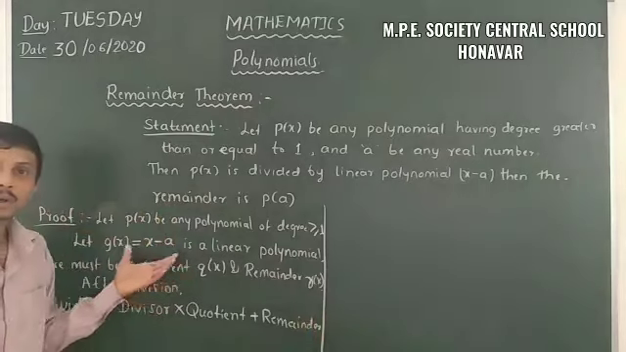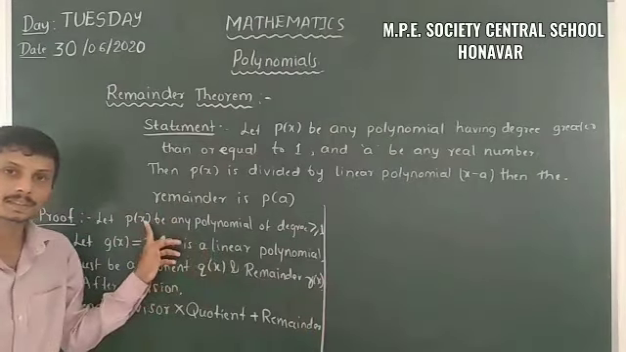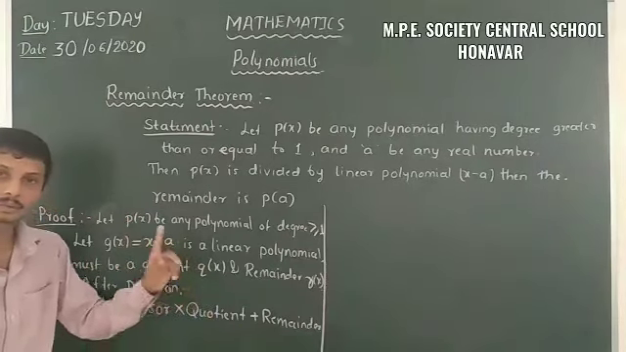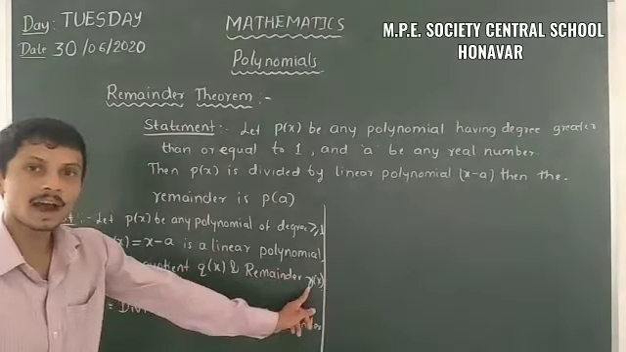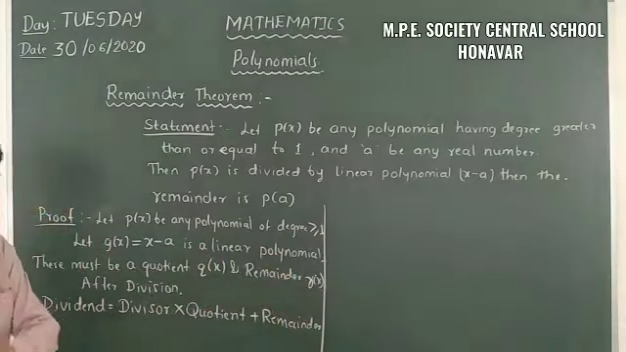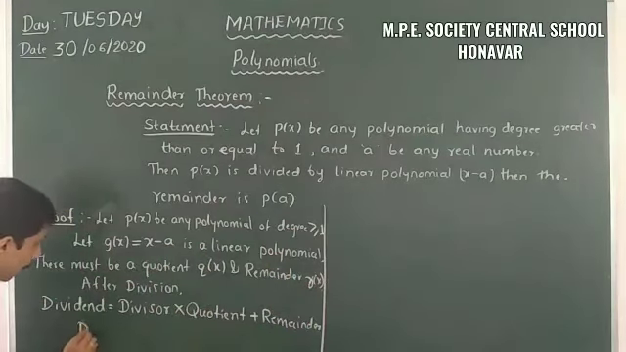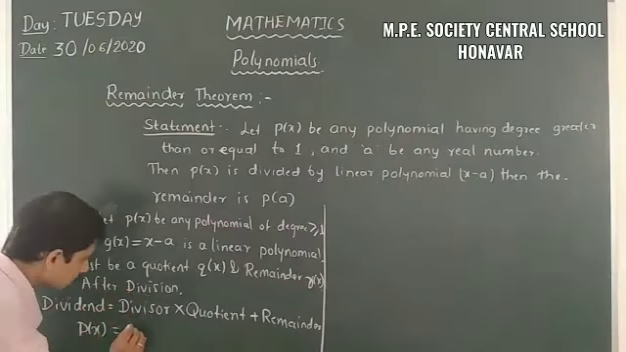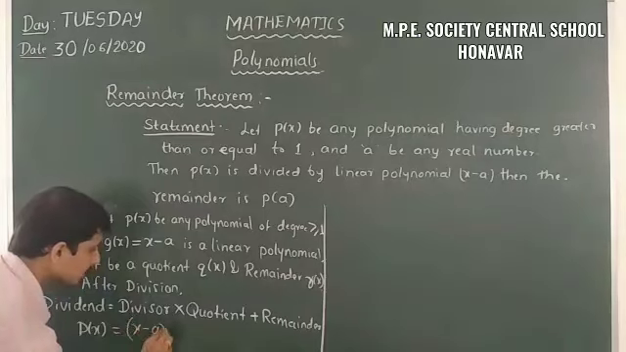So we have to substitute all the values. We know that p of x is the dividend, x minus a is the divisor, q of x is the quotient, and the remainder is r of x. We have to substitute all the values into this equation. So what is the dividend here? P of x. Then what is the divisor here? X minus a is the divisor.